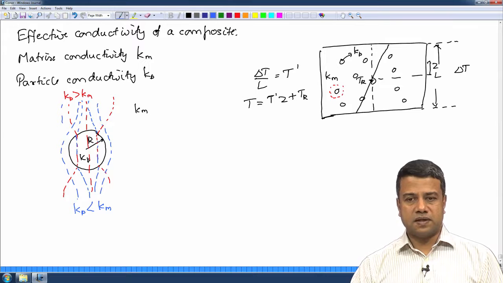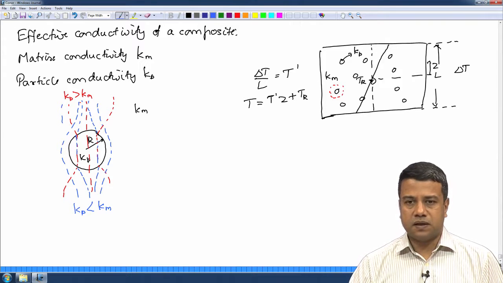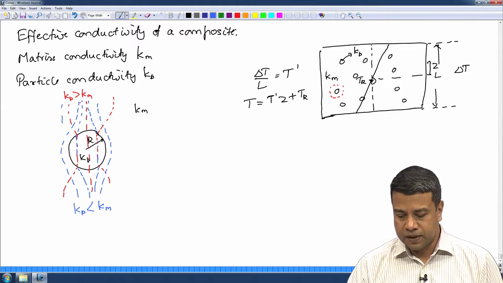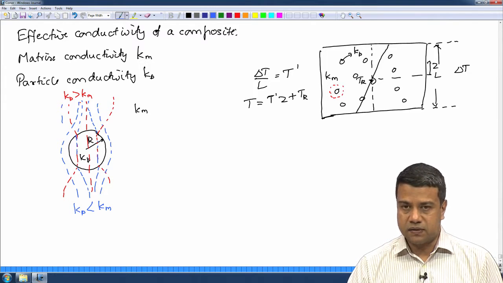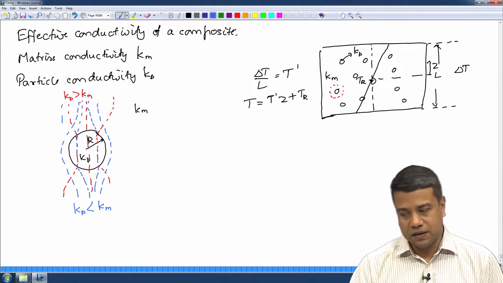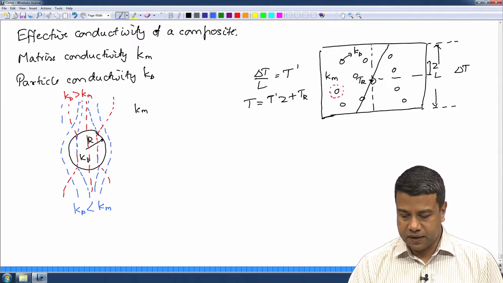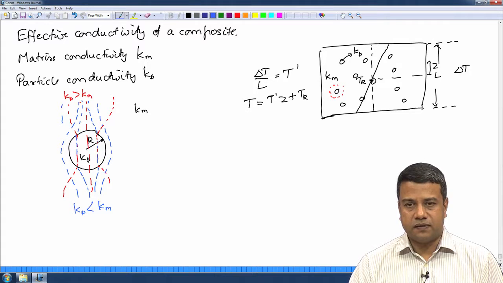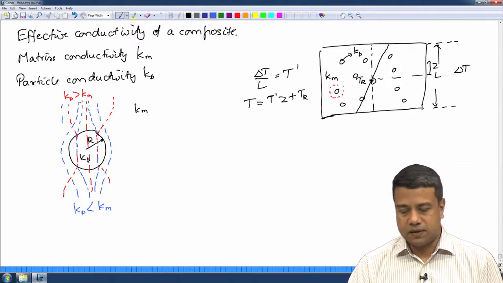So, depending upon this, the total heat flux through the material is going to change depending upon the ratio of conductivities. If the matrix conductivity is greater, you would expect the average flux to be lower, because the particles transport heat less efficiently than the matrix, and vice versa. So, this is what we have to find out. What is the effective conductivity of the material given that there are spherical particles within a matrix?